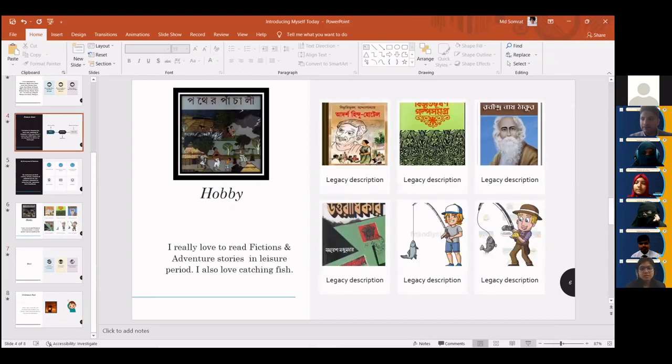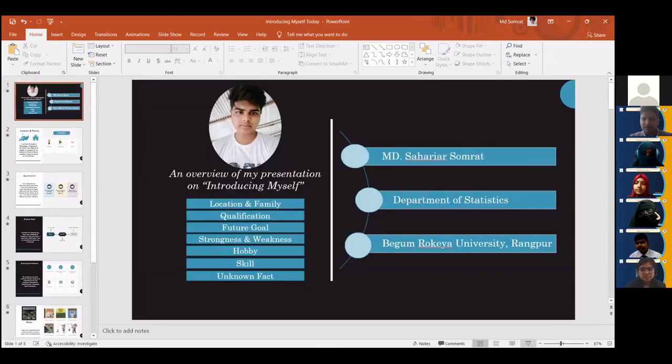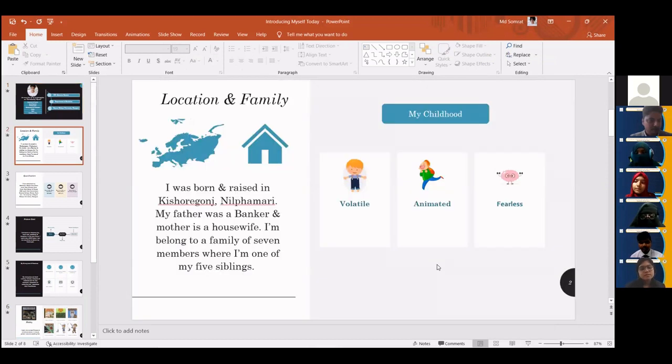Okay, Samrat, thank you again for your nice presentation. And really, it was a very nice presentation, and it seems very unique. So some suggestions for you. Try to avoid long sentences. In a presentation, no need to use long sentences. Maybe you can go to any of your slides, something like this, where you wrote a long sentence.